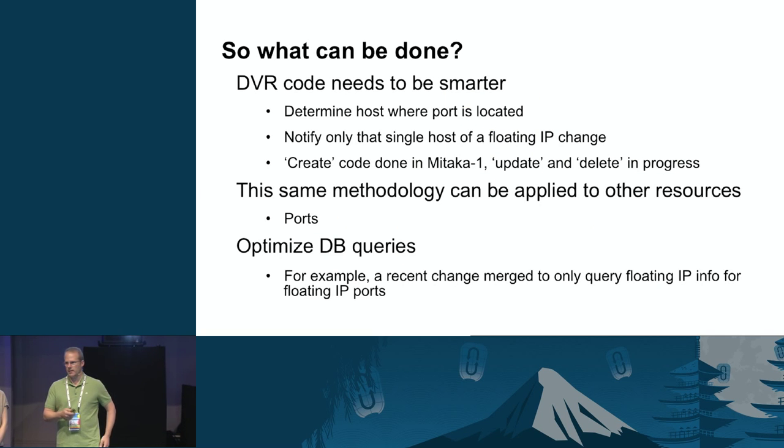So obviously, the DVR code needs to be a little bit smarter, right? If it knew where the port was for the floating IP, why didn't it just send the RPC message to that one compute node? Why did it fan it out?